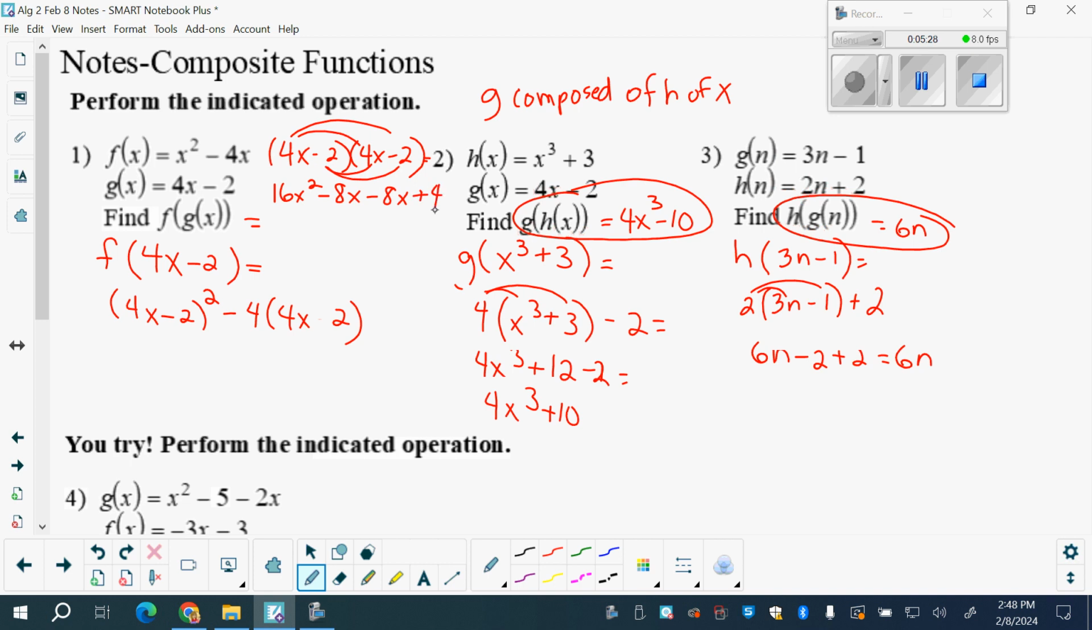I'm going to simplify it down here. 16x squared minus 16x plus 4. And now I need to distribute this negative 4 into both of these here. So negative 4 times 4x would be negative 16x. Negative 4 times negative 2 is positive 8. So now I simplify by adding my like terms, 16x squared minus 32x plus 12.